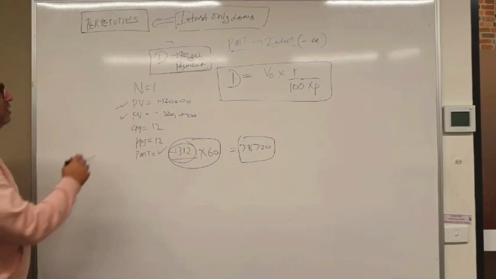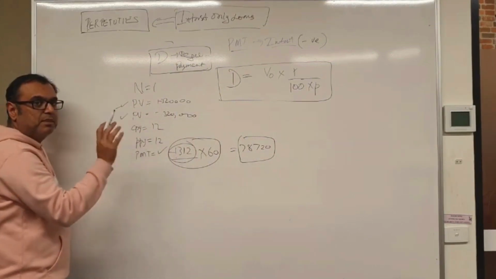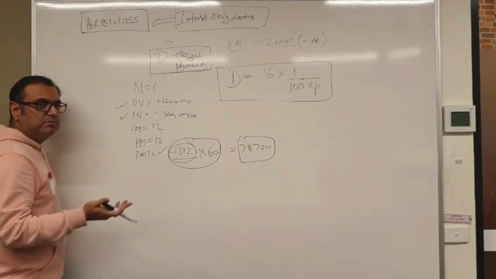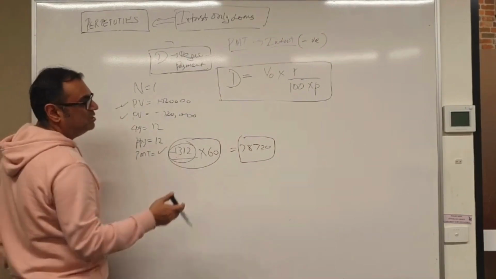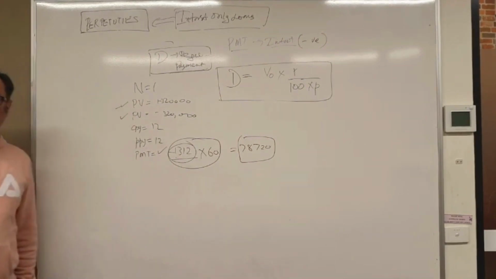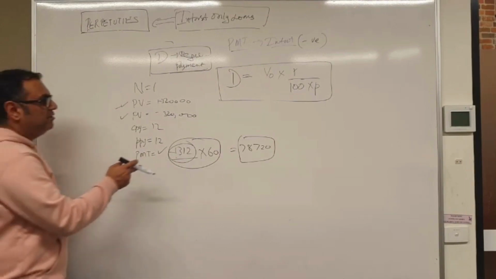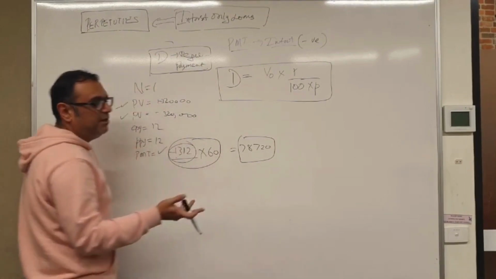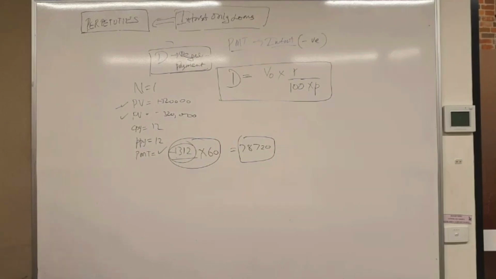Did you get it? You're not doing this minus plus. Just ask yourself a very simple question: how much is being paid in 5 years? If you're paying 1312 every month, 5 years is times 60. All good? Make sense? Part C.